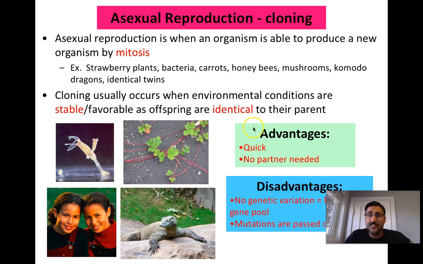The disadvantages here, I'm kind of cut off here, I apologize, but there's no genetic variation. So the gene pool is really limited. If a disease hits that forest with a bunch of spider plants in it, for example, the whole thing's going to die because all of them are the same. Any mutation that the parent has, all the kids are going to have because you've cloned that individual, right?